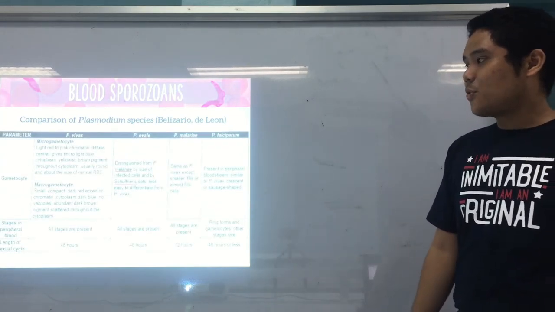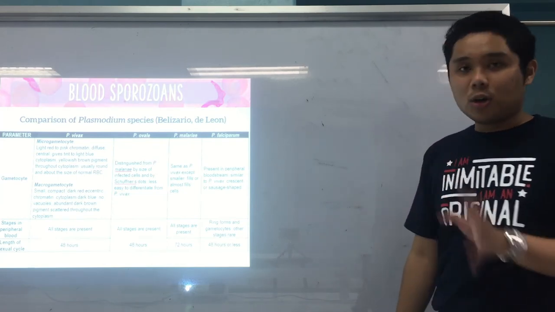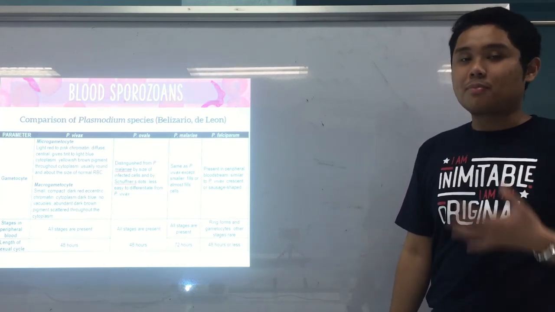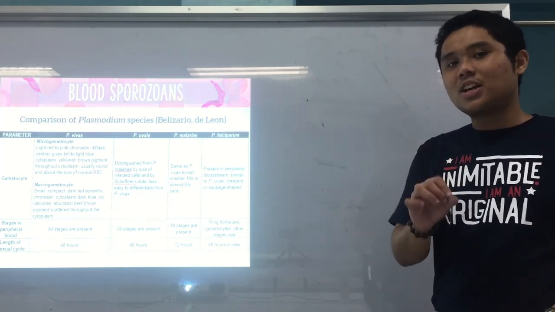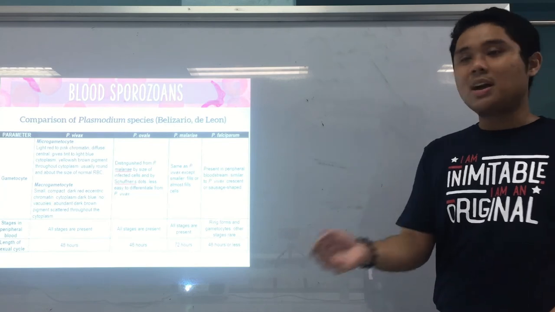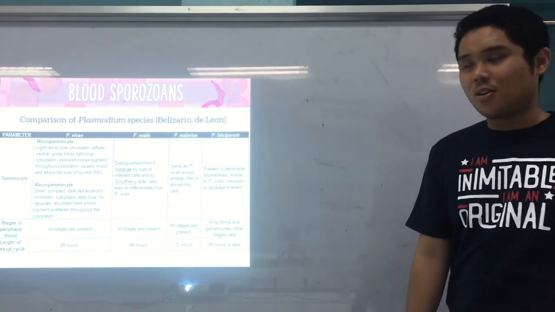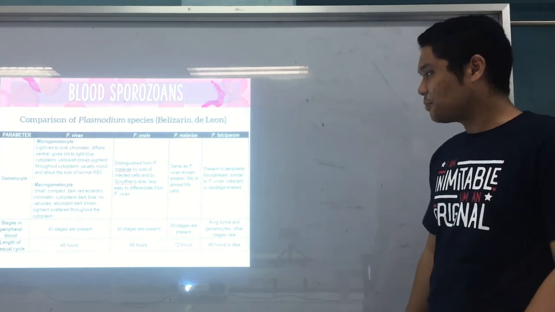Now for the gametocytes, for P. vivax, P. ovale, and P. malariae, they're all the same size and the same shape, round. But the difference, very specific and very defining for P. falciparum, is the gametocyte, the shape of a crescent or banana. Please take note.